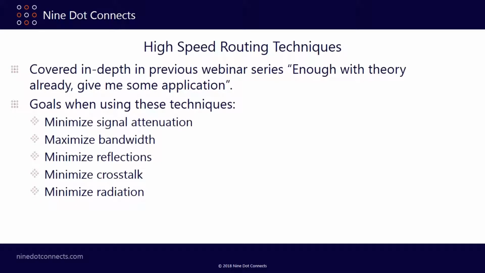The goals when using these types of techniques are broken down into two sections for this webinar. The first section deals with minimizing signal attenuation, maximizing your bandwidth, and minimizing your reflections. The second is to minimize crosstalk and minimize radiation. The radiation aspect is more for making sure you don't fail FCC tests. But all of these high-speed routing techniques that we're going to talk about in some way or another deal with these goals.